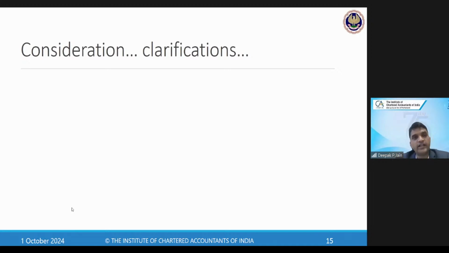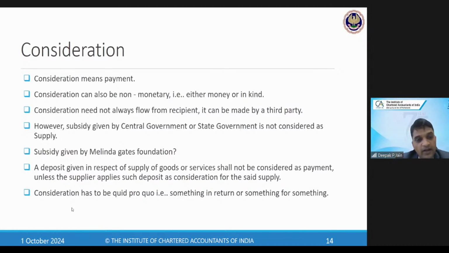Yes, it is a kind of security. It is not that if I do any transaction in money, it means that I am making a supply or I've received some supply, correct? So with any kind of monetary transaction, consideration will also flow from the receiver to the supplier. But in case of a deposit, the intention or the nature of the deposit itself is that it is not towards a supply. So it is not a consideration unless the supplier applies that deposit for the supply.